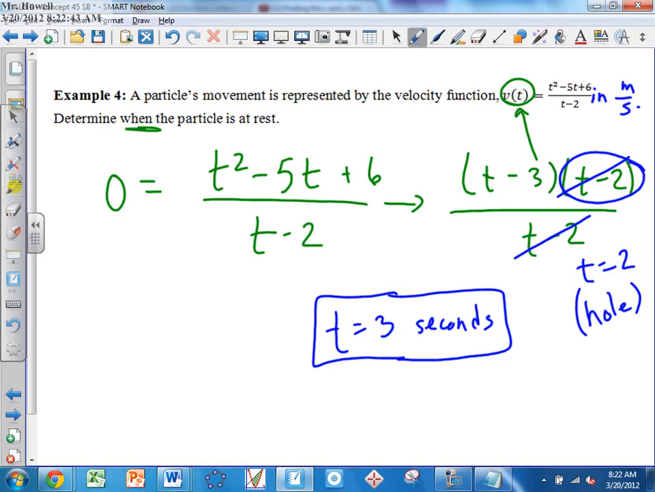There will always be a hole, right? Because you only have to get one. Well, there's only a hole when you have the repeating factor in the top and the bottom. It could be resting more than once, believe it or not.